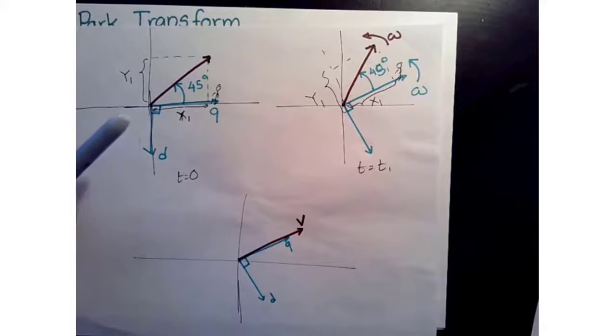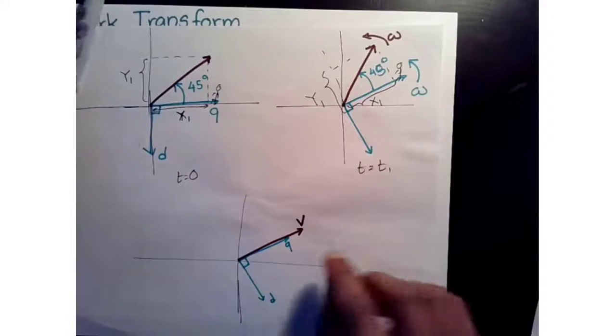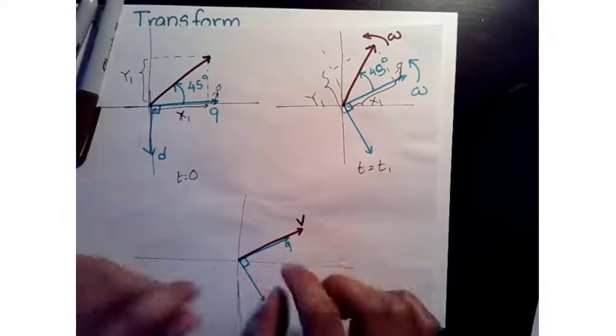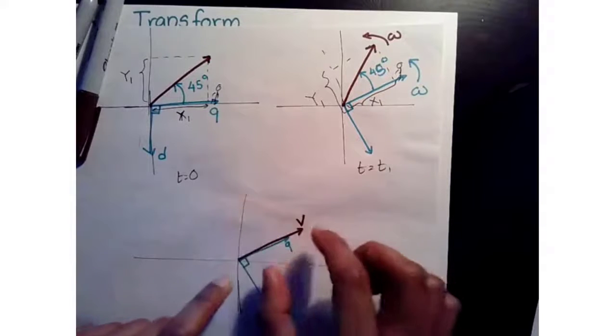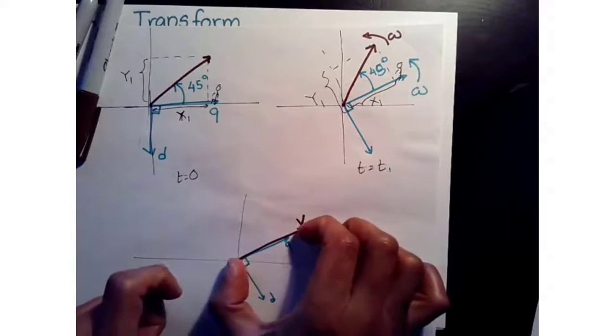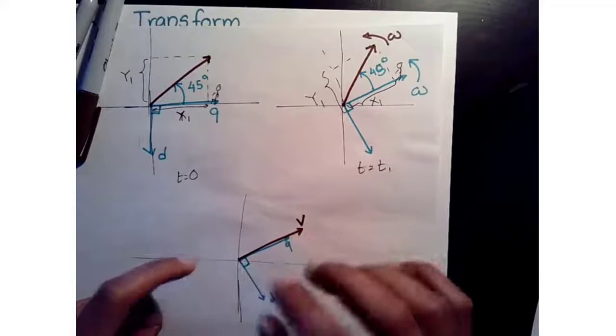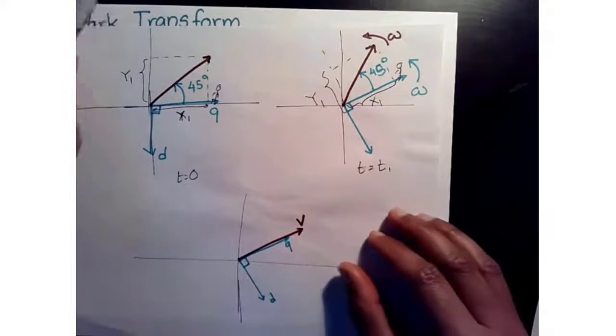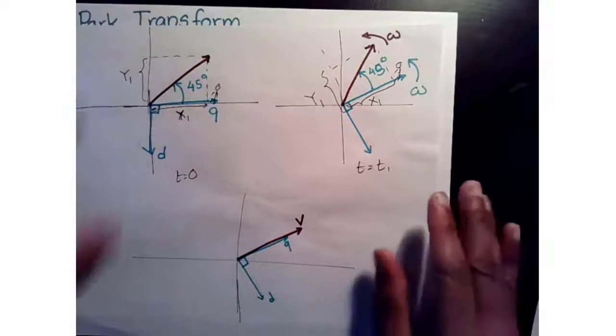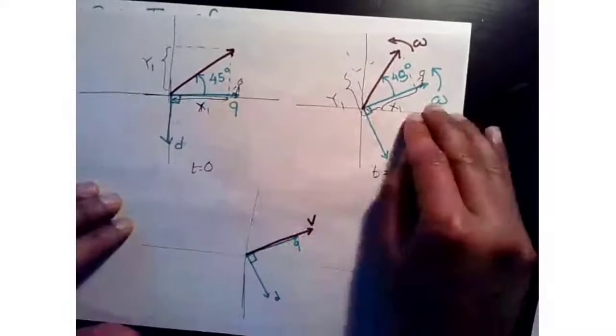This is my vector. What is the projection of the vector on the direct axis? Well, 0, right? The amount of projection is 0, right? Since you are moving along with it, you're going to see the full magnitude of the vector along the q axis. Okay. All right. So this is one scenario.